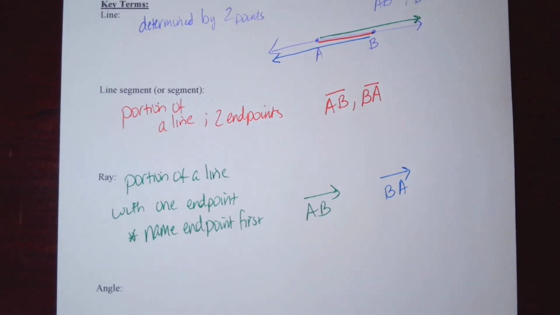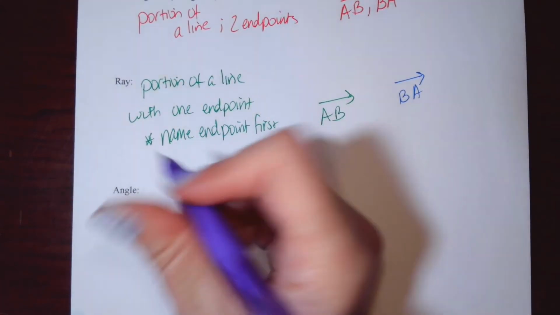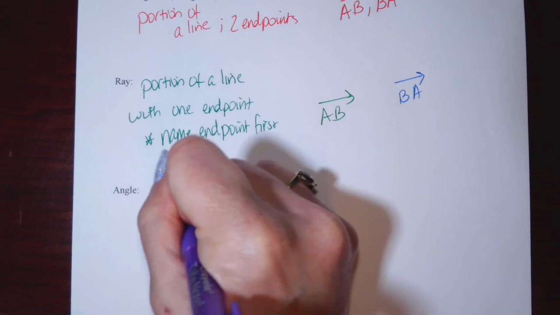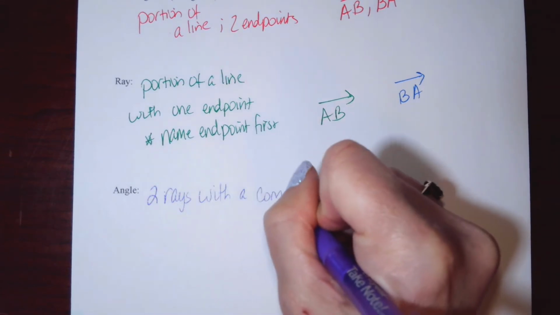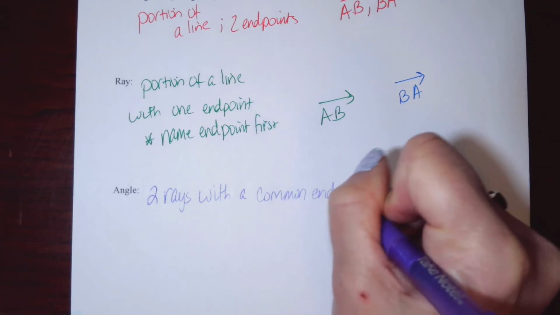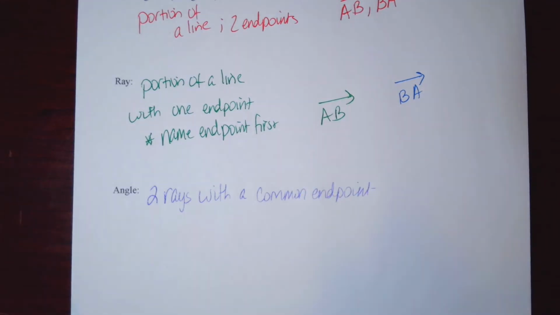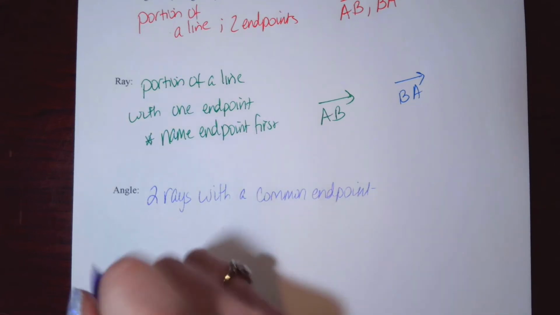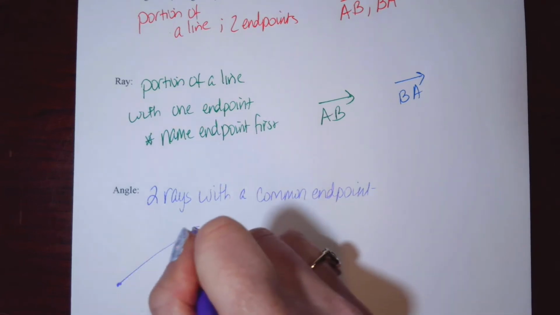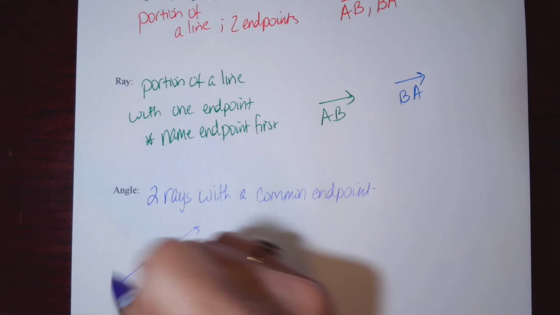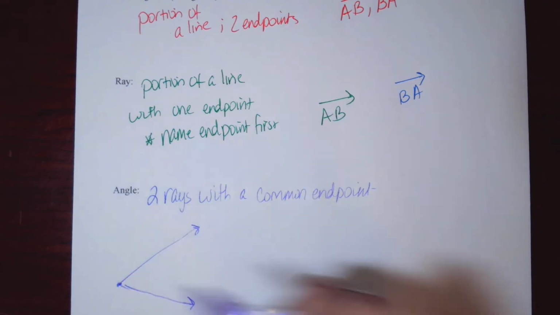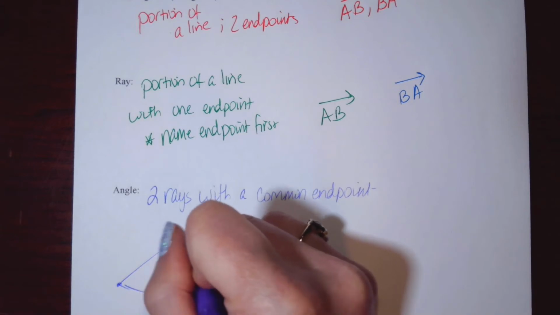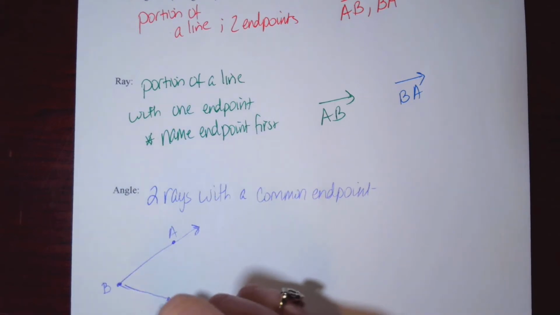We're going to spend most of our time discussing angles. Now an angle is 2 rays with a common endpoint. Two rays with a common endpoint. For example, and I apologize that I'm not taking the time to draw nice straight lines. Let's make this A, B, C.